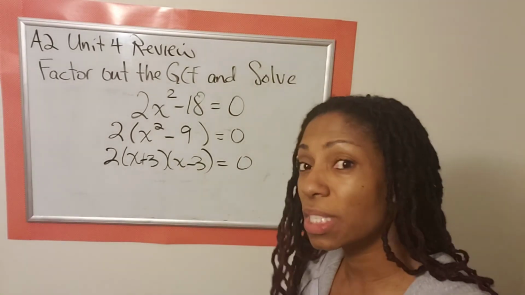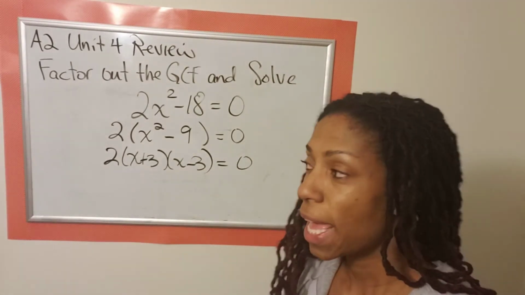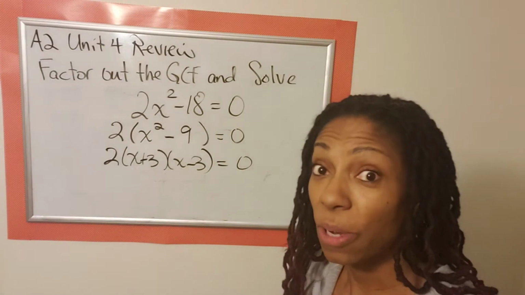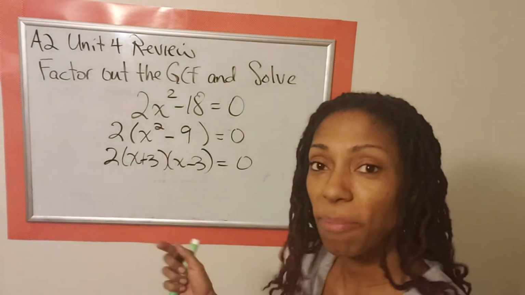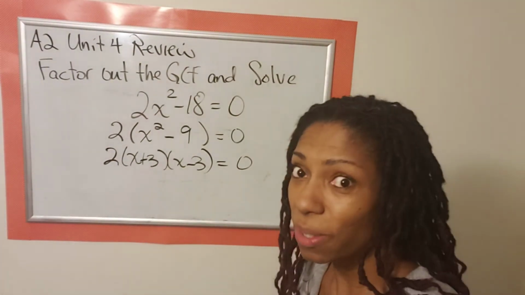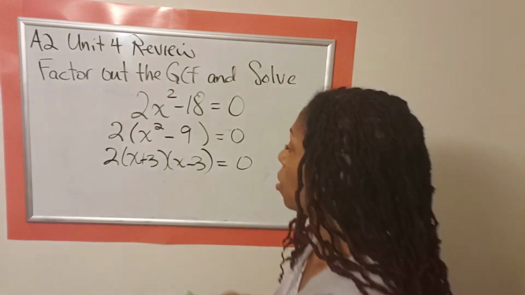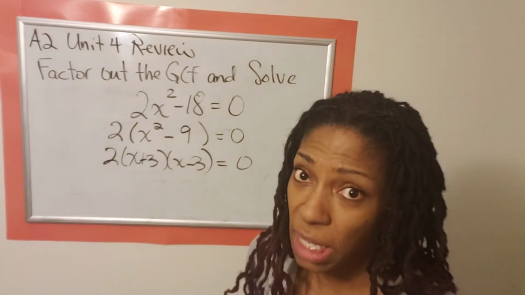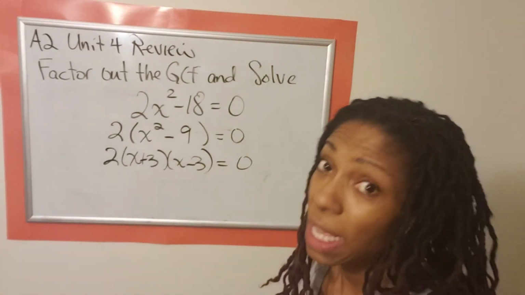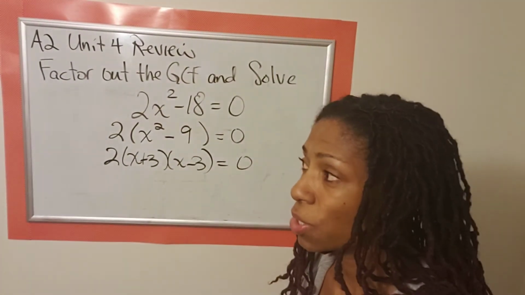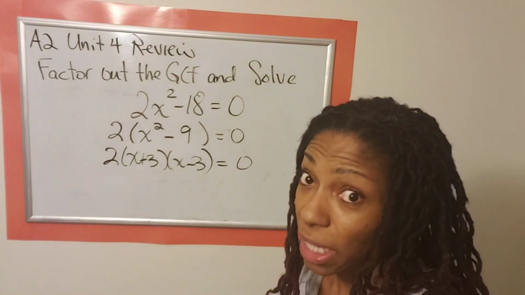So according to the zero product rule, anything times 0 is 0. So any of my factors, if they equal 0, then this whole thing will equal 0. So there's only two factors with x in it, x plus 3 and x minus 3. So there's two possible values of x.